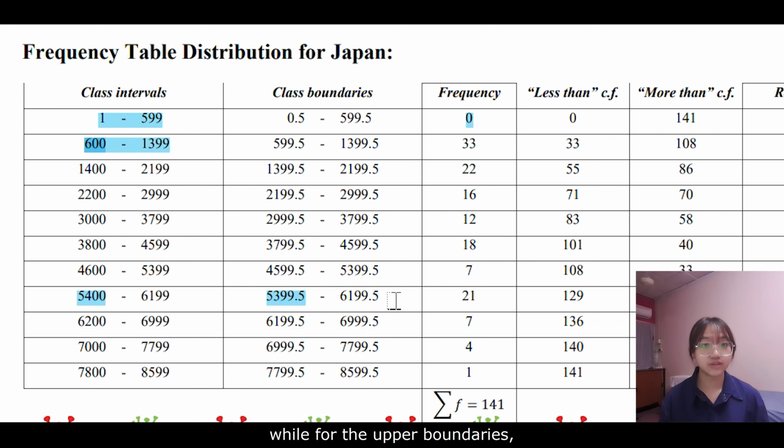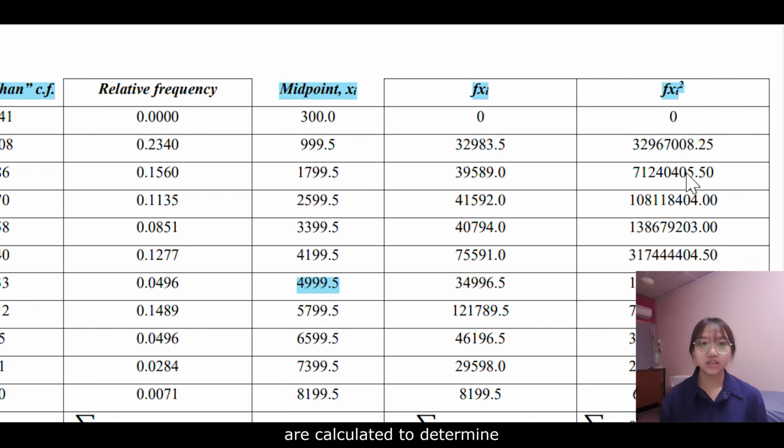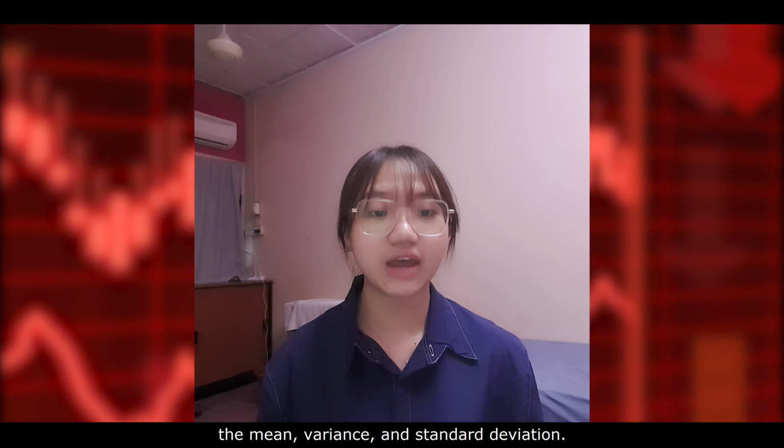Next, I will compute the less than cumulative frequency and more than cumulative frequency for the less than and more than ogive. To get the relative frequency, the frequency of each class should be divided by 141, and then the summation of relative frequency is 1. Fx and fx squared are calculated to determine the mean, variance, and standard deviation.